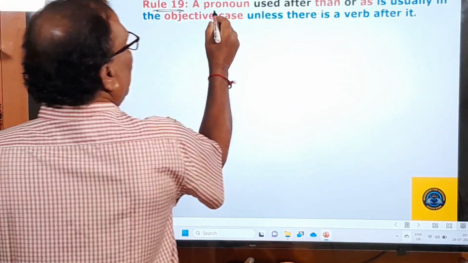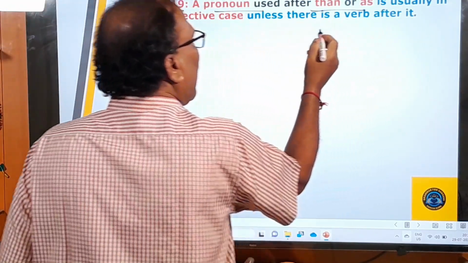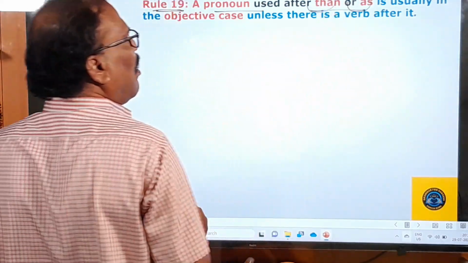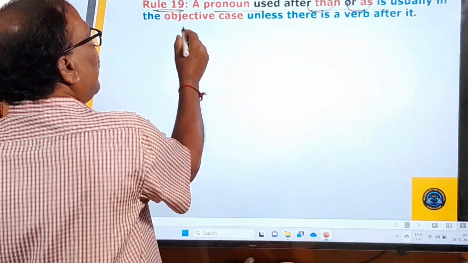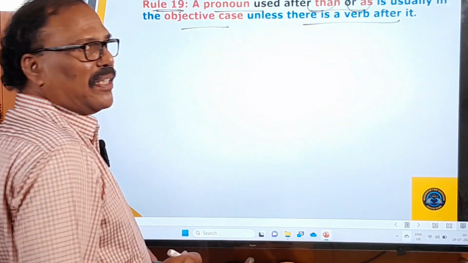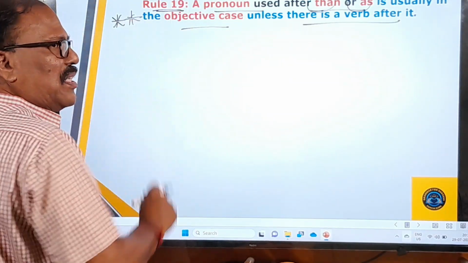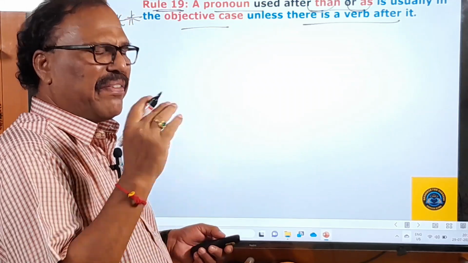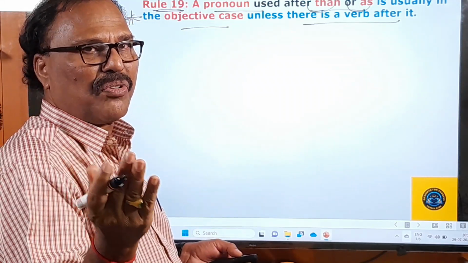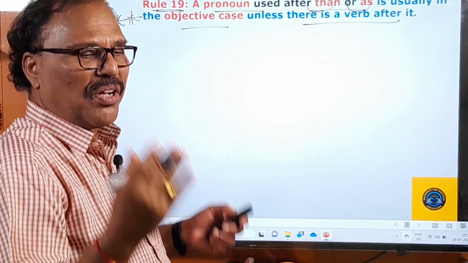Rule 19 is there. A pronoun used after than or as is usually in the objective case, unless there is a verb after it. Very important. So rule number 19 is also very important. Please watch these videos, first video, second, very, very important, and third and fourth videos are also going to be uploaded very shortly. Please watch all of them.